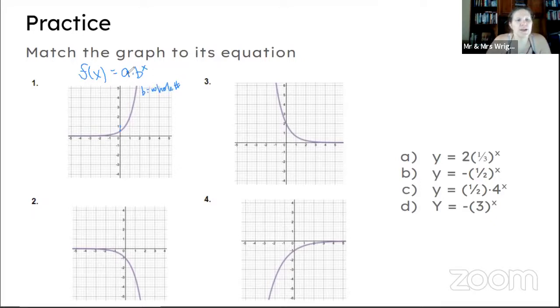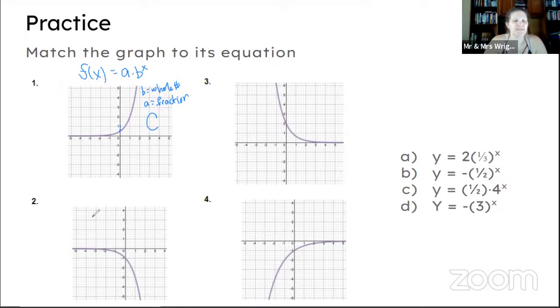And this was compressed. So A, that's why it's down here at 1/2 instead of at 1. So A is going to be a fraction. Okay, so which one of these is B a whole number and A a fraction? C right there. So this is C. All right, let's look at the next one.